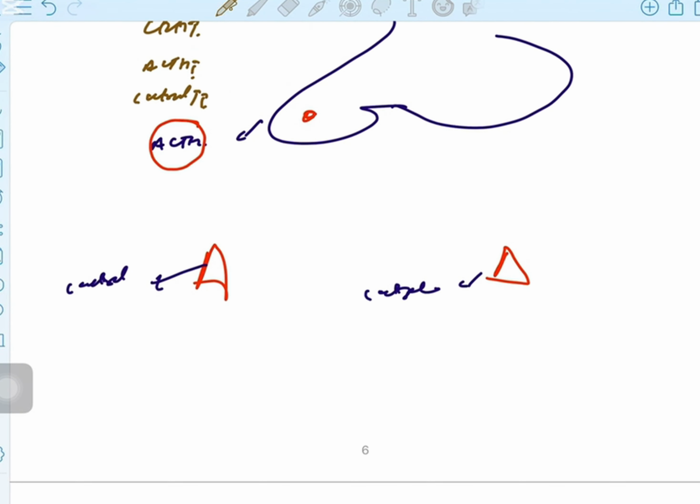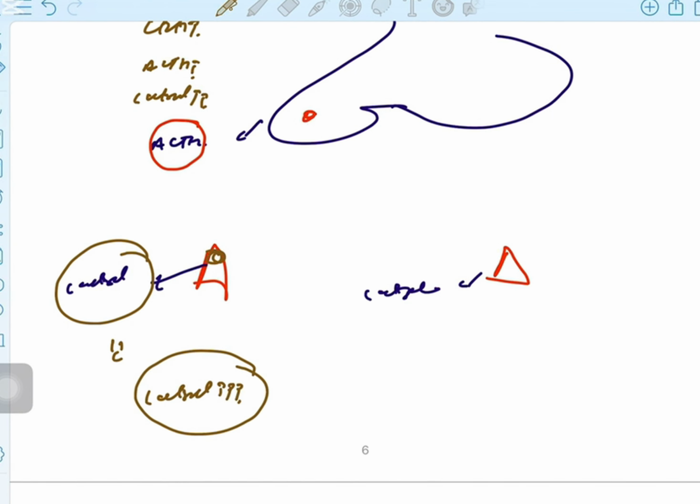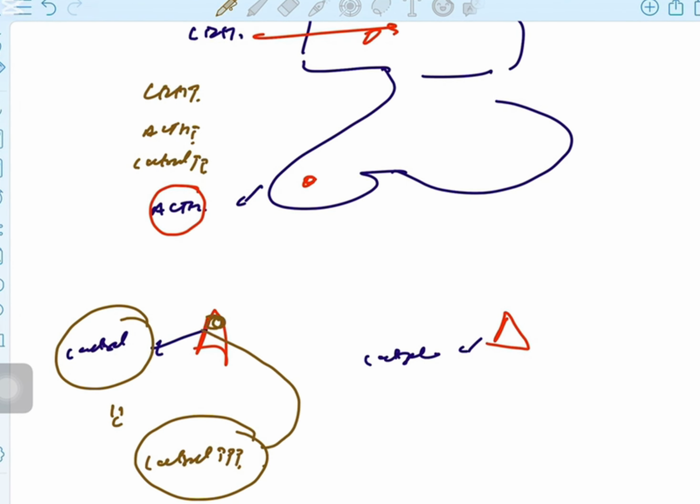Now just take an example that a person has a tumor in the adrenal gland: adrenal adenoma, adrenal carcinoma, adrenal hyperplasia. In all these conditions, we know that in a normal person cortisol hormone is produced from the adrenal gland. So if there is a tumor in the adrenal gland, what is going to happen? A high level of cortisol is going to be produced, and this high level of cortisol will basically inhibit the ACTH hormone and also the corticotropic releasing hormone.